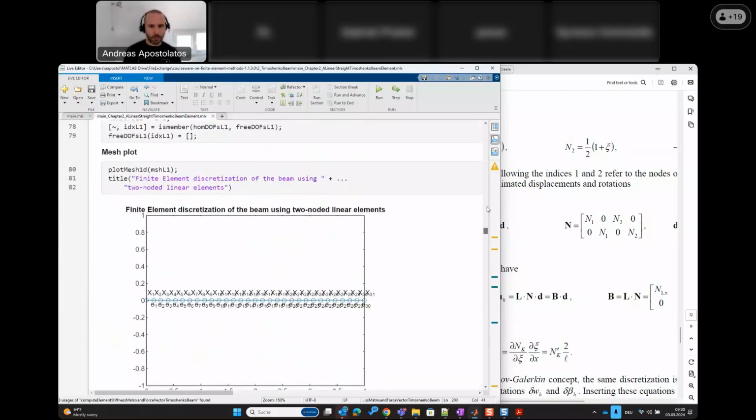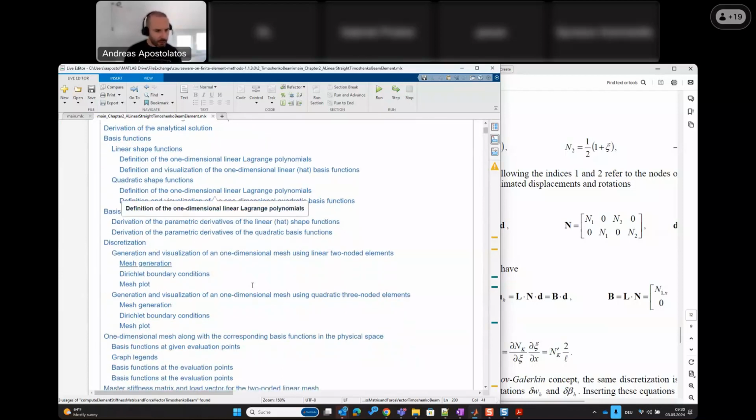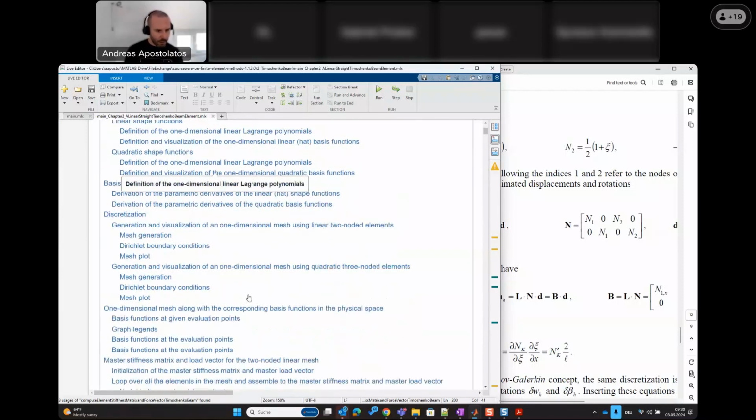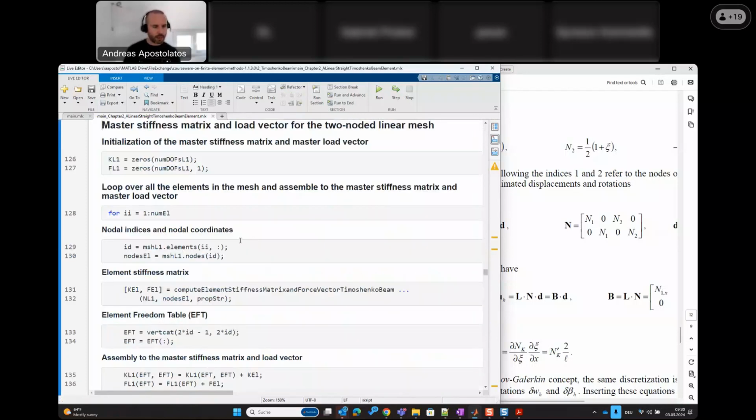Actually, you can go all the way up to the script, and from this table of contents you can click on the master stiffness matrix and load vector for the 2 noded linear elements. If you click on this hyperlink here, it will just bring you to the right place. And here is where we are performing the integration for the computation of the master stiffness matrix.